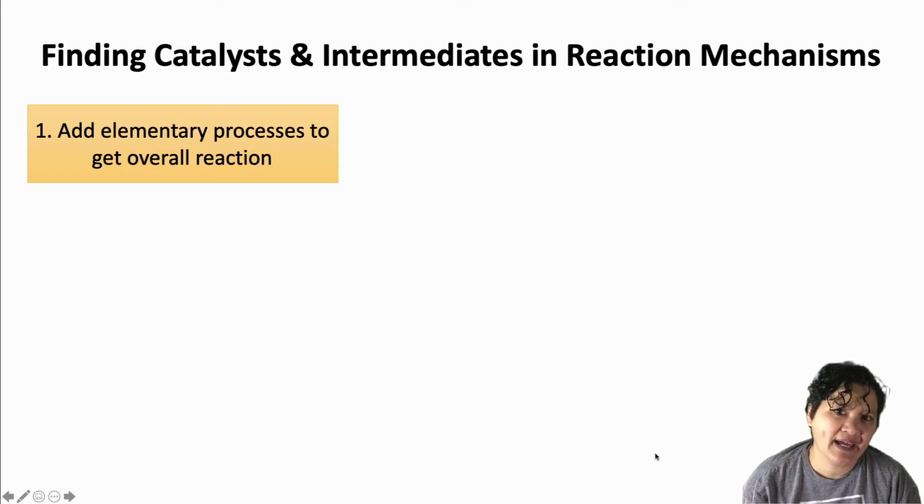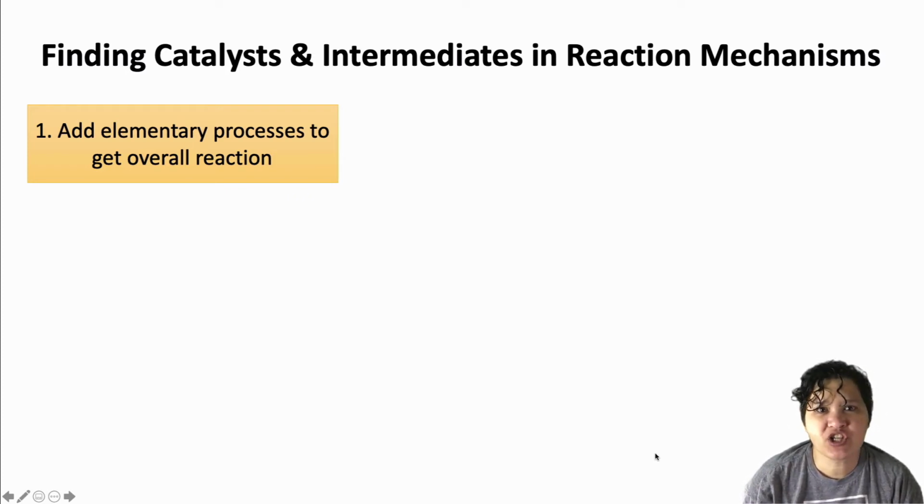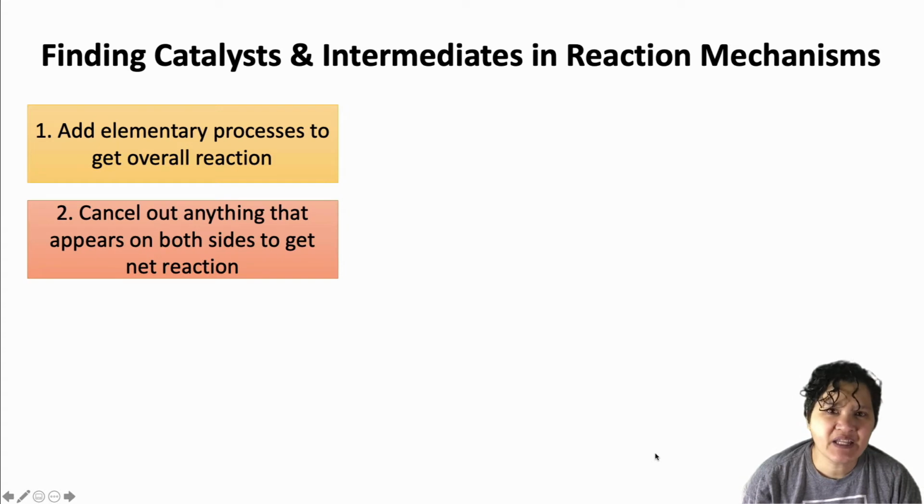The first step is to add elementary processes to get an overall reaction. We do this just like we used to do the net ionic reactions. The second step is to cancel out anything that appears on both sides to get the net reaction. Again, just like what you did with net ionic reactions.